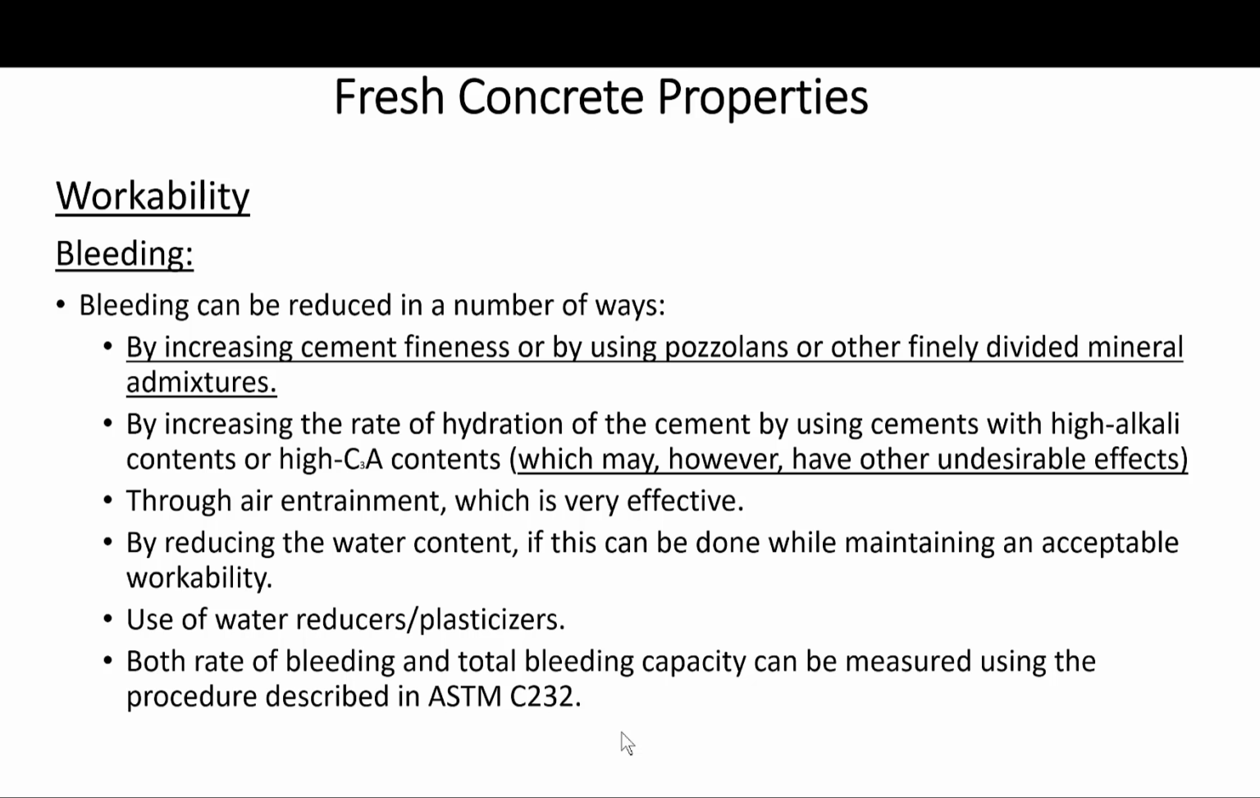The bleed water rising to the surface is carefully drawn every 10 minutes for the first 40 minutes, and then every 30 minutes thereafter until bleeding has stopped. The total bleeding and the rate of bleeding then may be determined. Okay, but you have to be careful: two slightly different procedures, one for concrete consolidated by tamping, and one for concrete consolidated by vibration, are outlined.